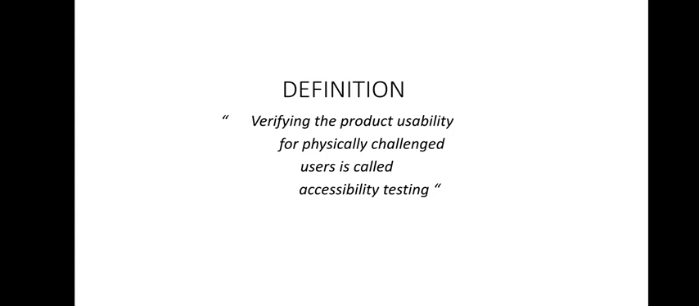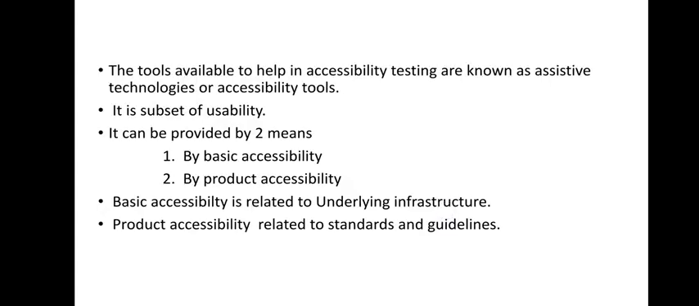In accessibility testing, we have a lot of tools to provide good usability to these kinds of people. These tools are basically known as assistive technologies or accessibility tools. Let us talk further about accessibility testing. Basically, this is another part of usability testing. Accessibility testing is a subset of usability testing. You can see point number 2 here. In point number 3, there is a very important thing: how we can do this.